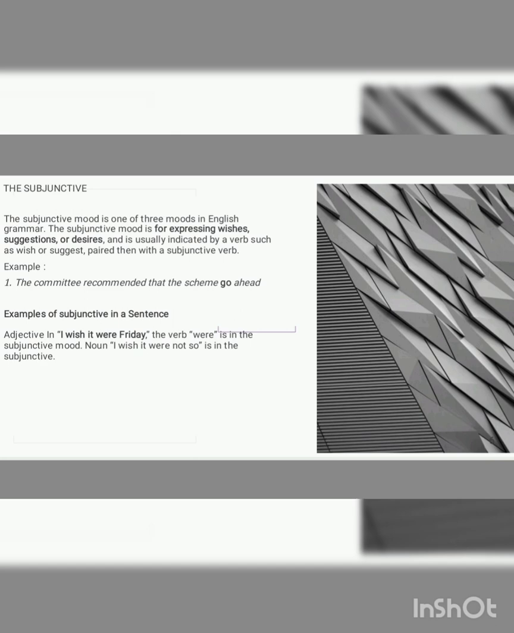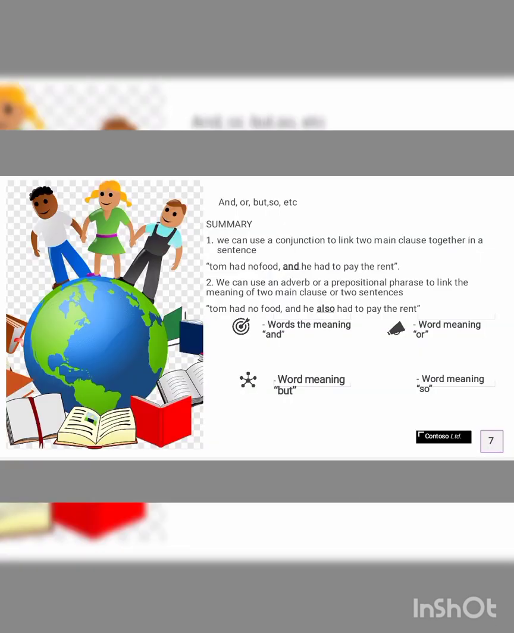The subjunctive. The subjunctive mood is one of three moods in English grammar. The subjunctive mood is for expressing wishes, suggestions, or desires and is usually indicated by a verb. Example: the committee recommended that the same go ahead. Example of subjunctive in a sentence: I wish it were Friday.